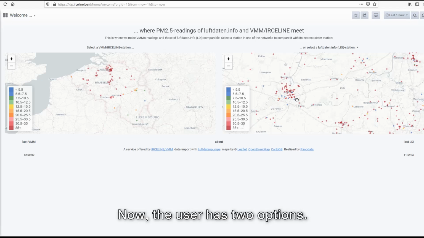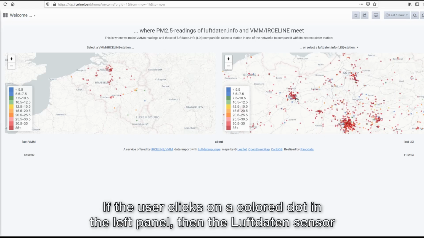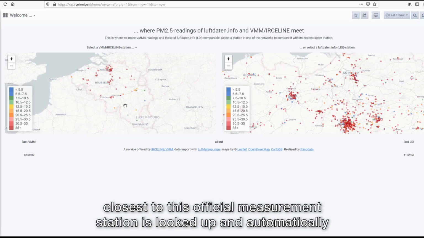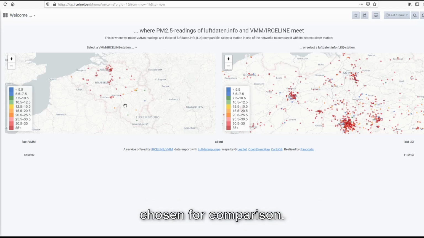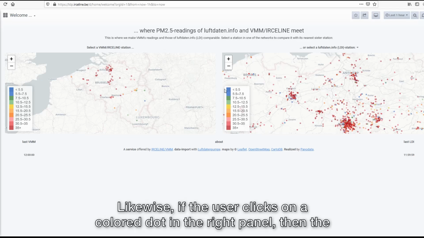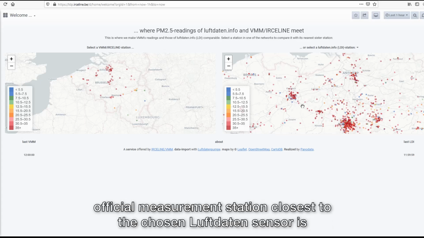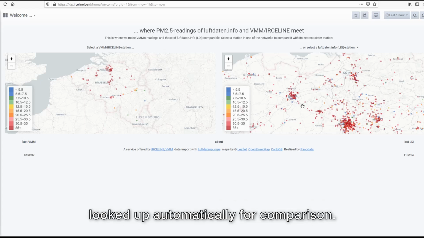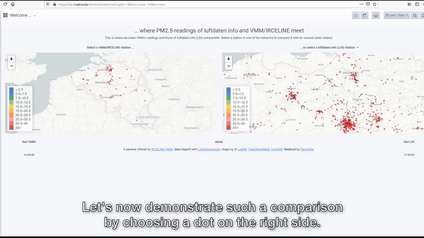Now the user has two options. If the user clicks on a colored dot in the left panel, then the Luftdaten sensor closest to this official measurement station is looked up and automatically chosen for comparison. Likewise, if the user clicks on a colored dot in the right panel, then the official measurement station closest to the chosen Luftdaten sensor is looked up automatically for comparison. Let's now demonstrate such a comparison by choosing a dot on the right side.